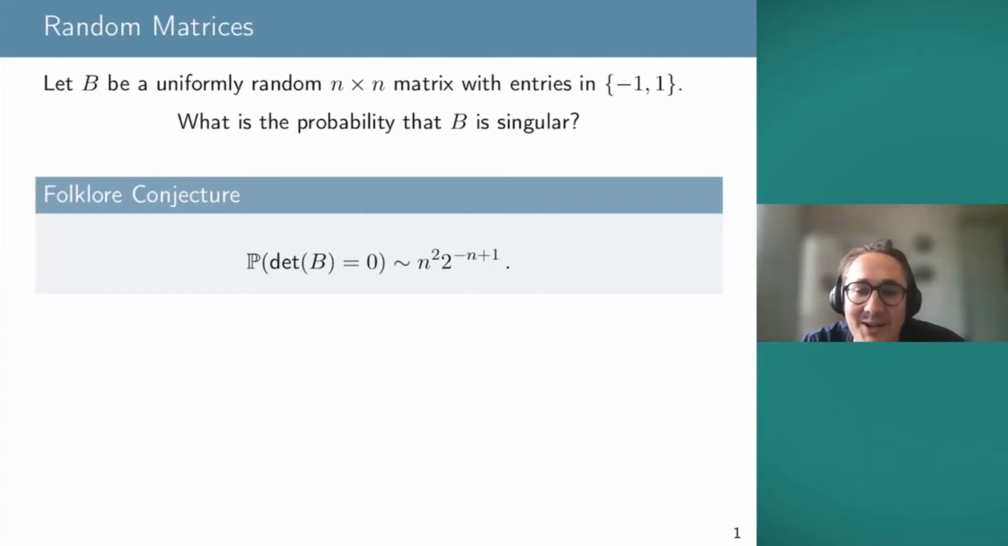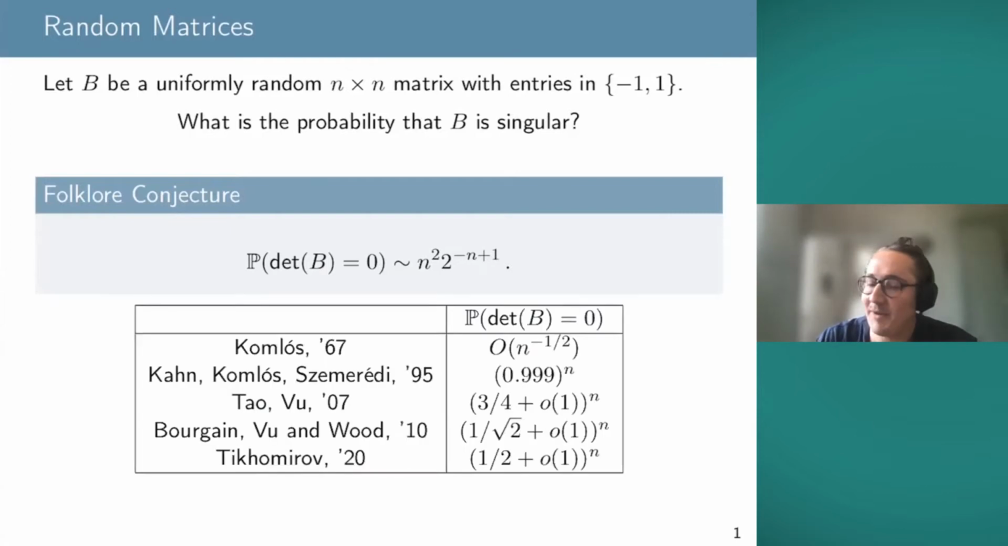Okay, great. So let me mention some highlights on progress towards this lovely conjecture. It's actually not even obvious that this probability should go to 0 with n. This was first shown back in 1967 by Komlós, who showed that the singularity probability goes to 0 at least as fast as 1 over root n. Then almost 30 years later, a big breakthrough result by Kahn, Komlós, and Szemerédi showed that it goes to 0 exponentially fast with n. And then there were some subsequent improvements fighting over the base of the exponent.